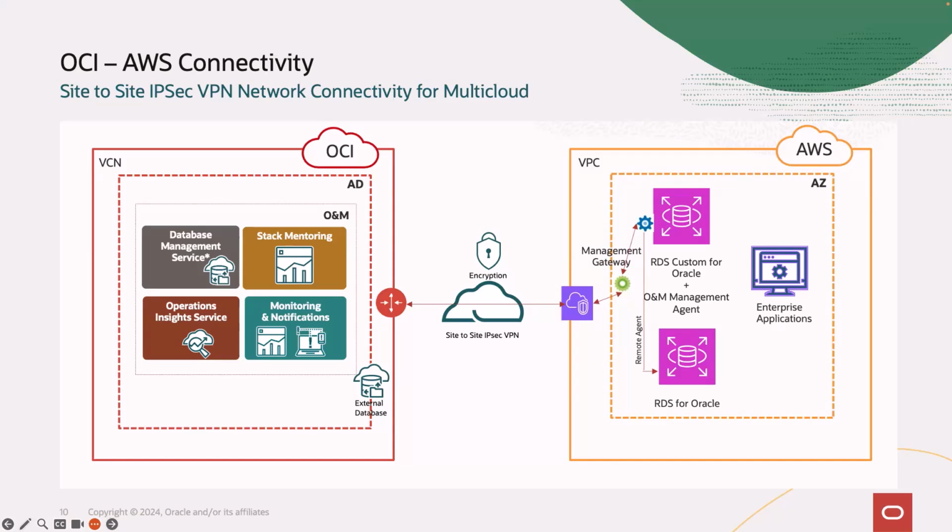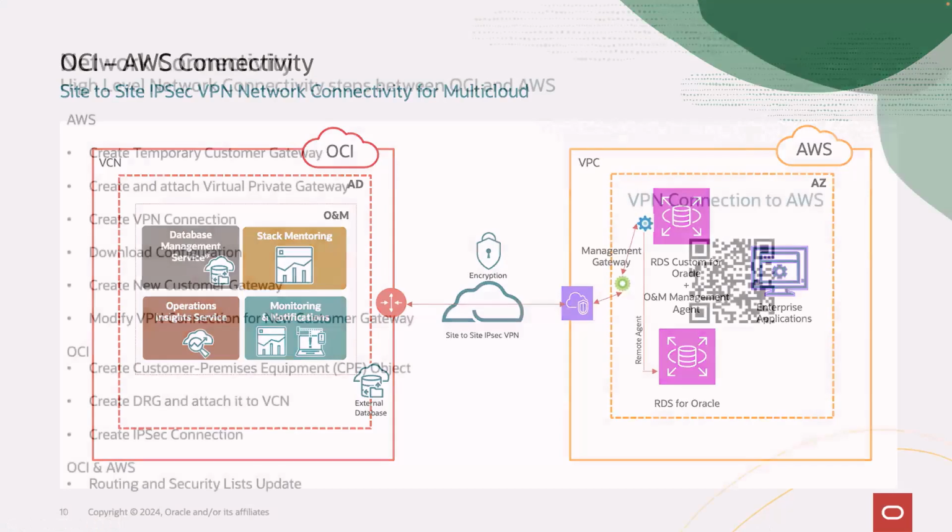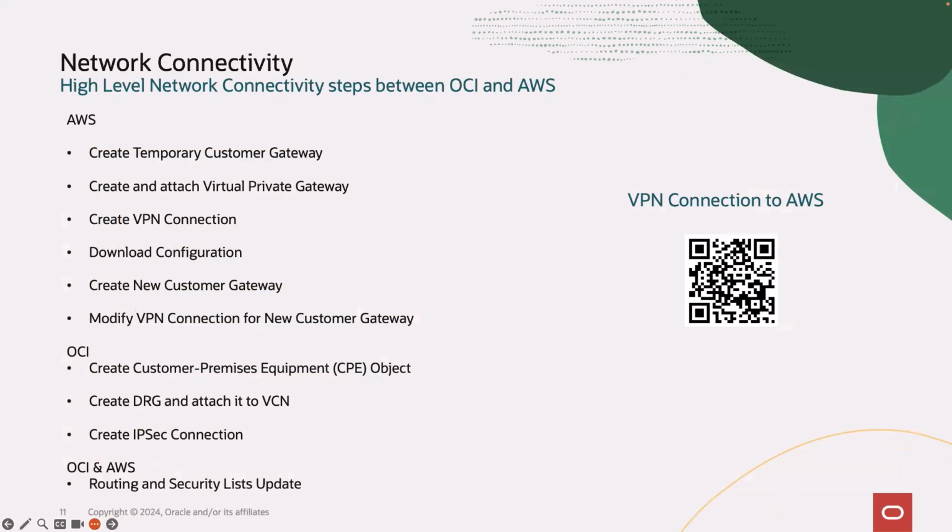The network connectivity can be achieved in different options such as VPN, Direct Connect, or FastConnect, depending on the organization's requirement. Here we are showing the option of using a site-to-site VPN with IPsec VPN connection to establish a secure connection between OCI and AWS. So this is a high-level view of the network connectivity steps using IPsec VPN tunneling.